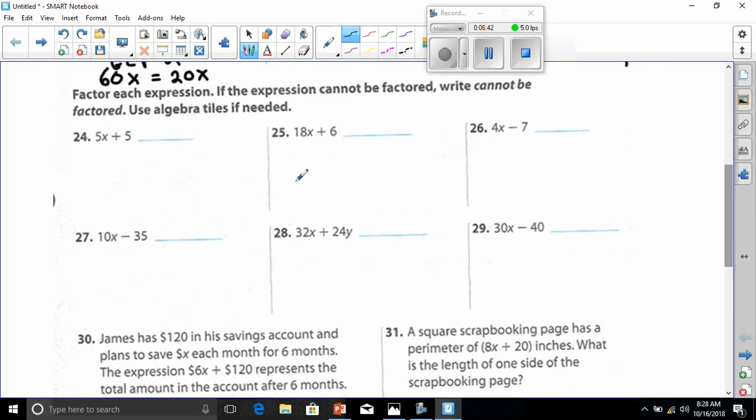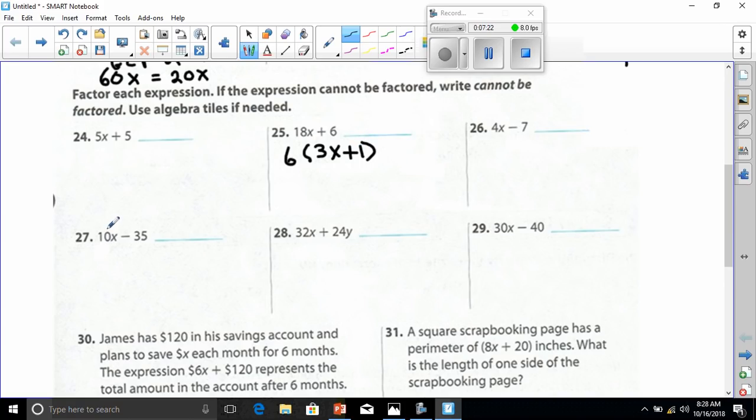Let's go to number 25. Factor each expression. If the expression cannot be factored, write cannot be factored. Well, can this be factored? What goes into 18 and 6? Well, 6 goes into 18, so we know that 6 is the greatest common factor. What times 6 gives me 18? 3. So what gives me 18x? 3x. And then what times 6 gives me 6? Well, that's going to be plus 1. So if I factor this, 6 times 3x will give me 18x, and 6 times 1 will give me 6. And that is my expression factored.